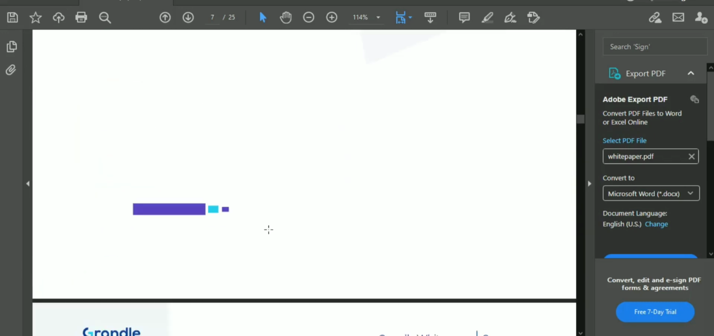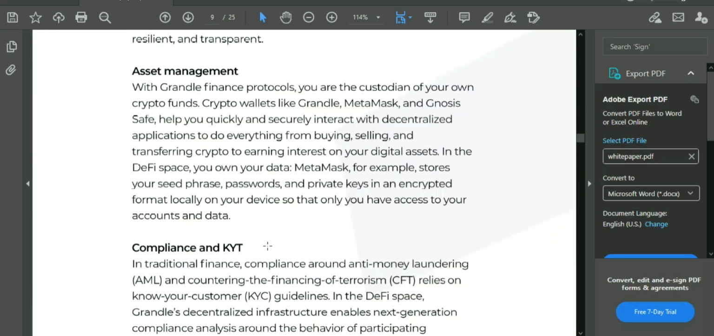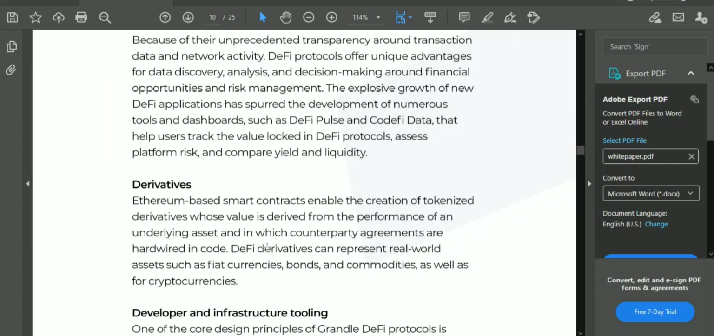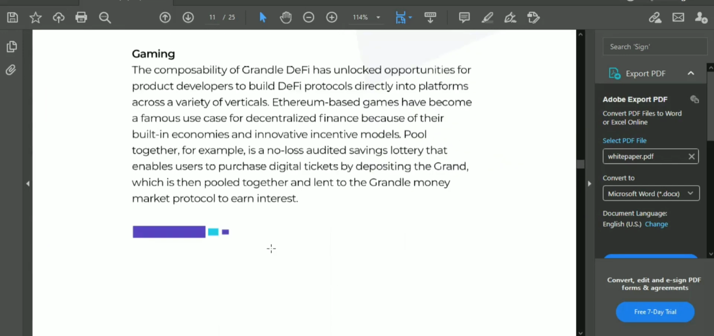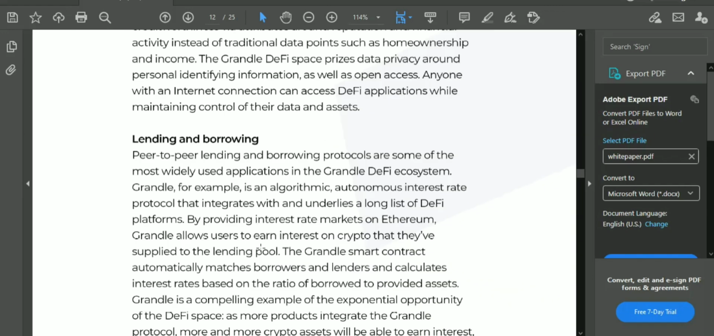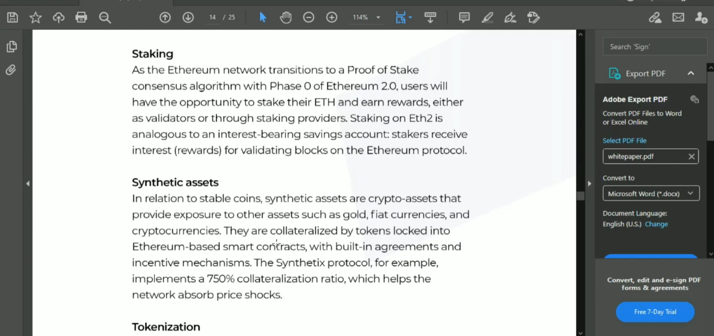Here, in their white paper, they have stated the features of their platform. Grandle's features are right here. So, how to use the features and how a person can take advantage of this platform, let's know about it.